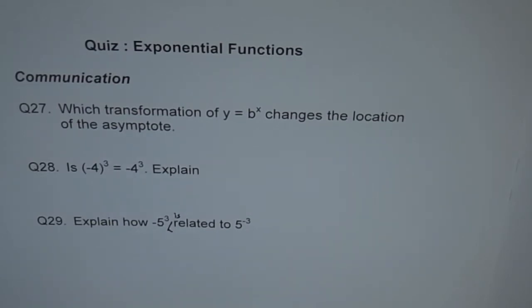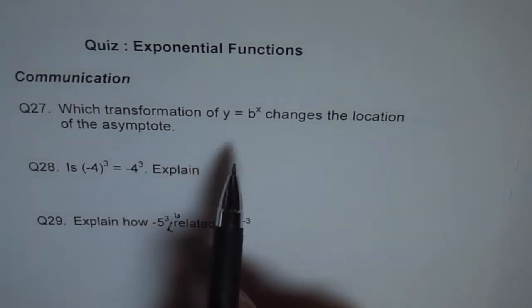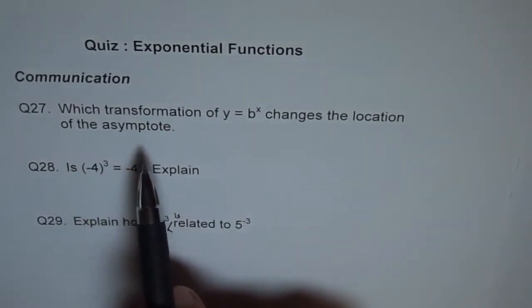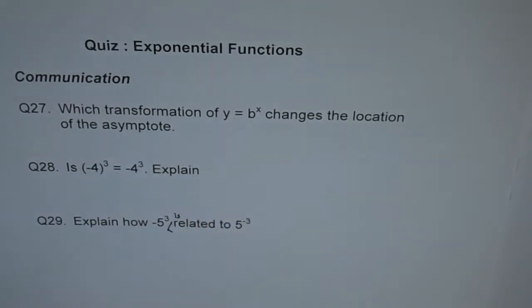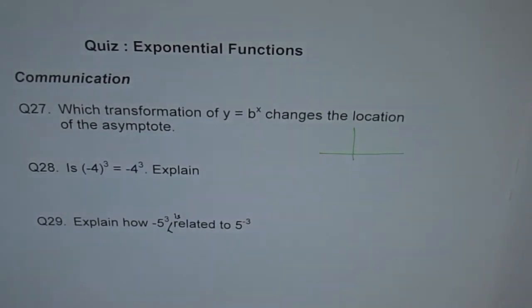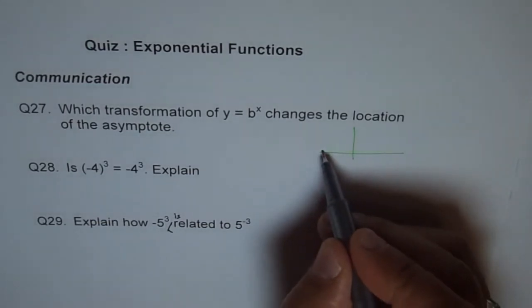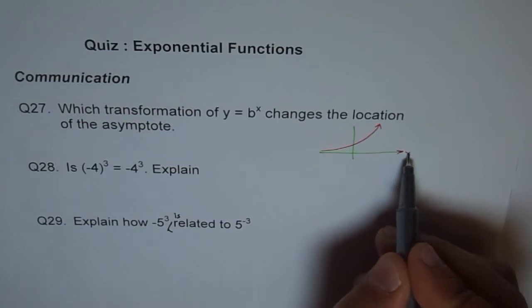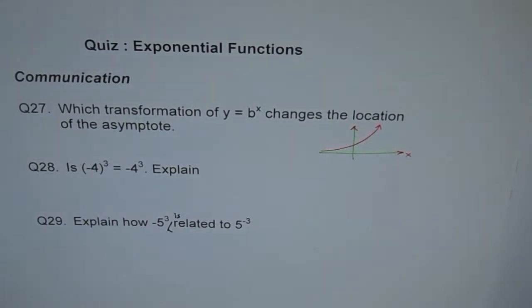Okay, so let's try to answer question number 27. Which transformation of y equals b to the power of x changes the location of the asymptote? So first thing is, which asymptote do we have for b to the power of x? Well, it's just a horizontal asymptote, right? So that is your function, and normally b to the power of x will be a function like this. So this horizontal line, the x-axis, is a horizontal asymptote.